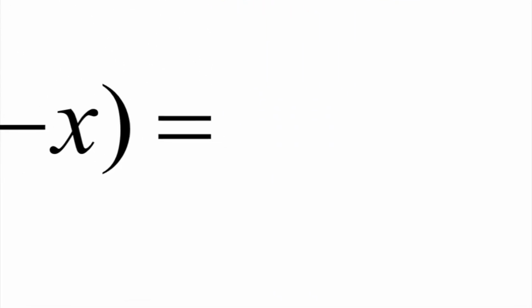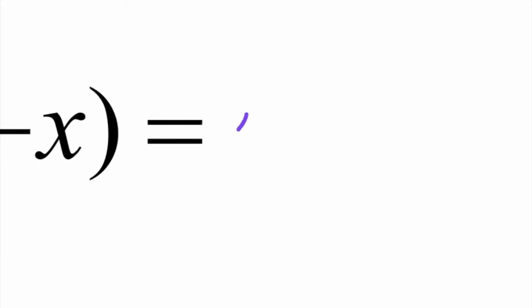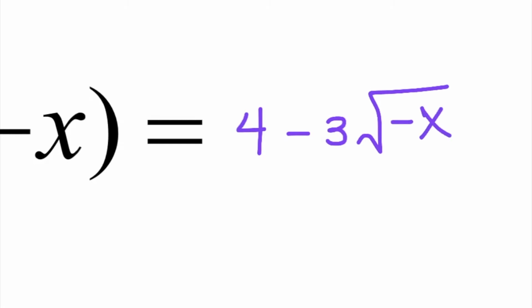In this next one, I'm going to be substituting negative x, and yes, it's a negative x that's going into a radical, and so that's going to come out as an i, so 4 minus 3i radical x.